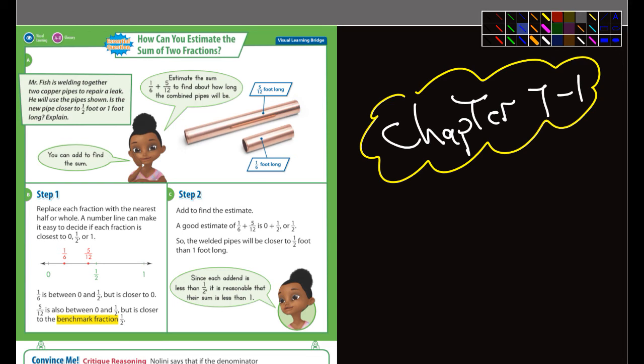So look, it says Mr. Fish is welding together two copper pipes to repair a leak. He'll use the pipe shown, okay? The two pipes, one is 5/12 of a foot long, and the other one is 1/6 of a foot long. If I was to draw a line here, and this is 0 and this is 1, and I wanted you to show me 5/12, approximately where would that be on this line?